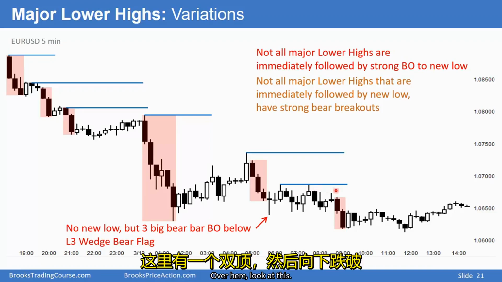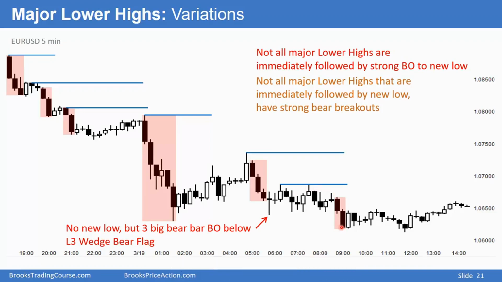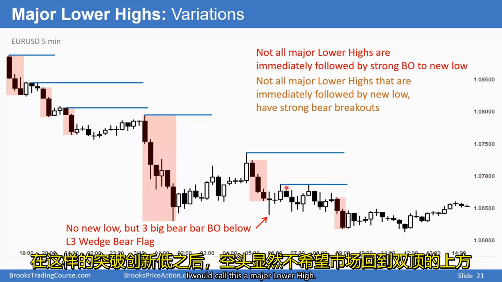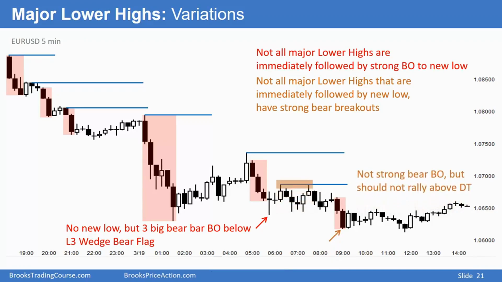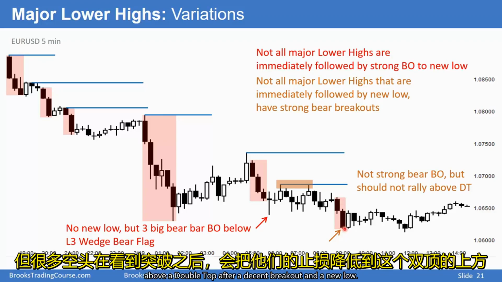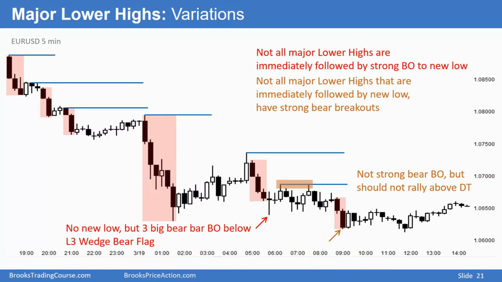Over here, look at this. We got a double top and then a breakout. I would call this a major lower high. The bears do not want the market going back above a double top after a decent breakout and a new low. Even though it looks relatively minor, I think a lot of the bears after this breakout will lower their stops to above this double top.